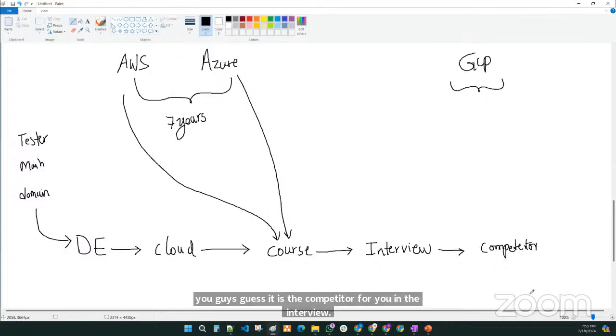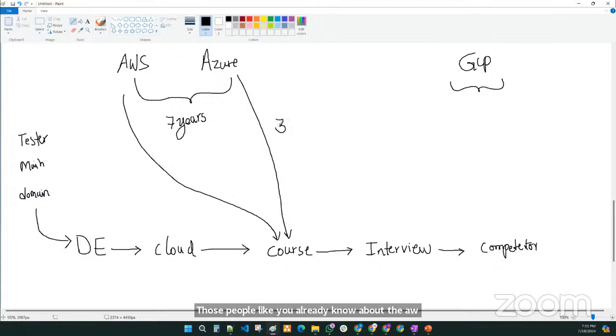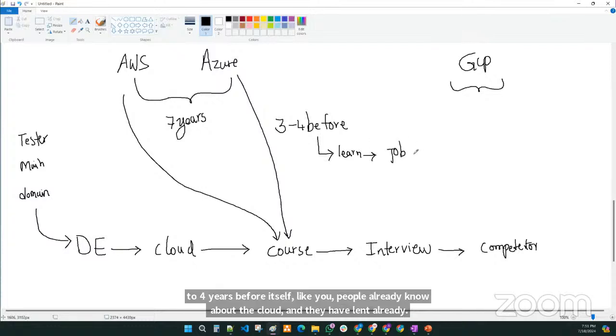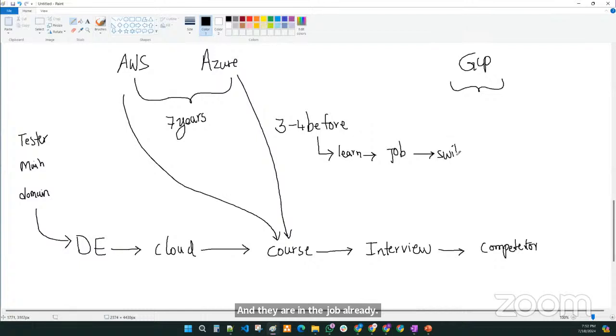Those people like you already knew about AWS and Azure 3 to 4 years before. Like you, people already know about the cloud, they have learnt it already, they are in jobs already, and now they are looking for a switch. Now you are competing with these fellows, those who are already professionals.